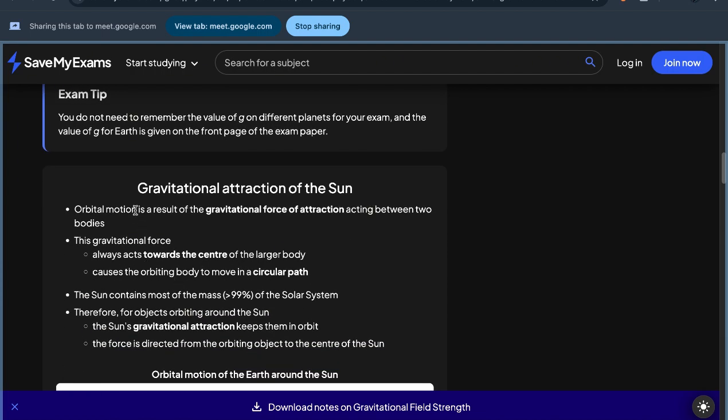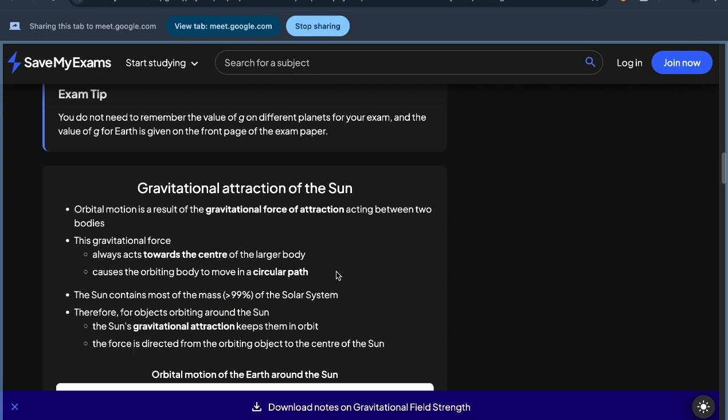Now, orbital motion is a result of the gravitational force of attraction acting between the two bodies. So the motion of the objects moving in orbit is a result of the attraction of the force of gravity, which keeps them in that constant motion. Now the gravitational force always acts towards the center of the larger body.